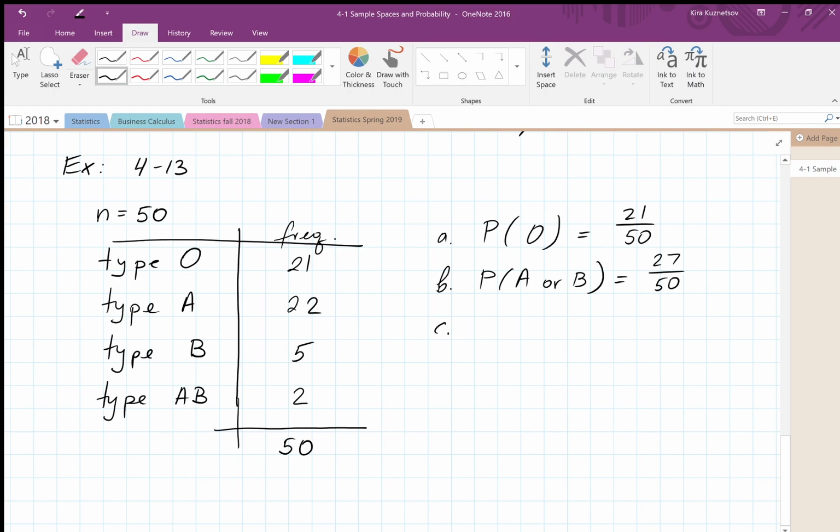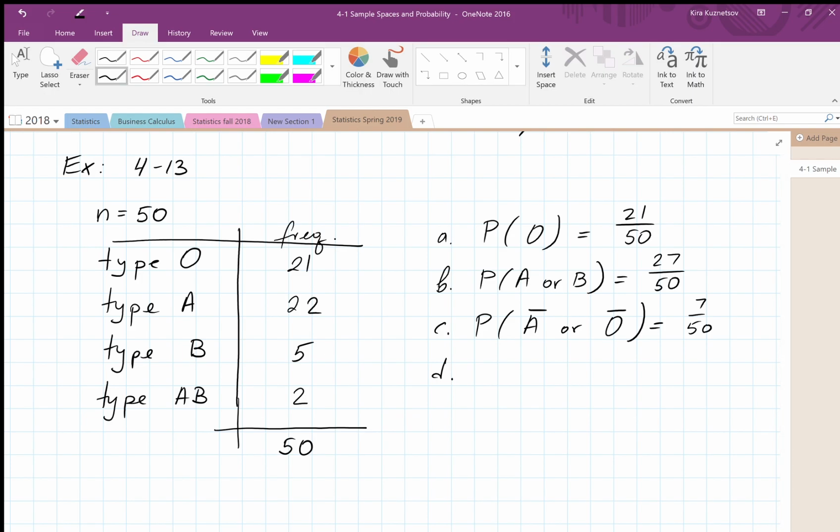Part C, a person has neither type A nor type O. Not A, I'll write this like this, not A or not O. The best way to approach this is to figure out who they're actually talking about. So we don't want an A, we don't want an O, so that leaves the other 7 people. There's no need to involve probability formulas.